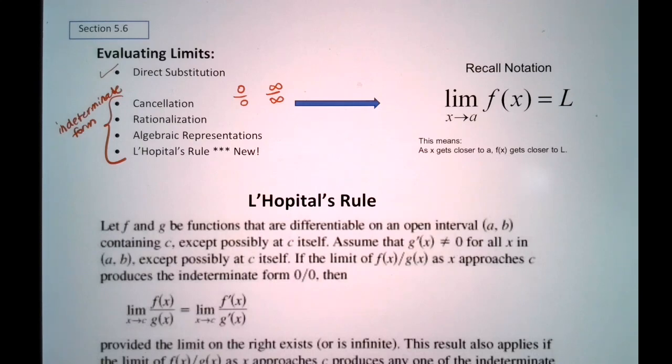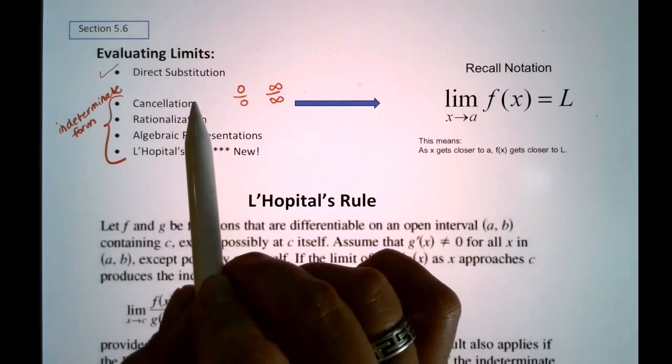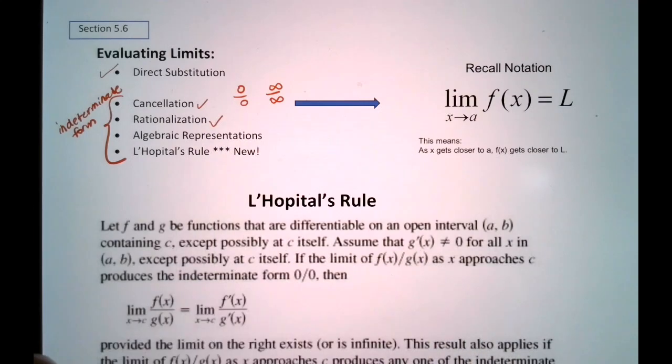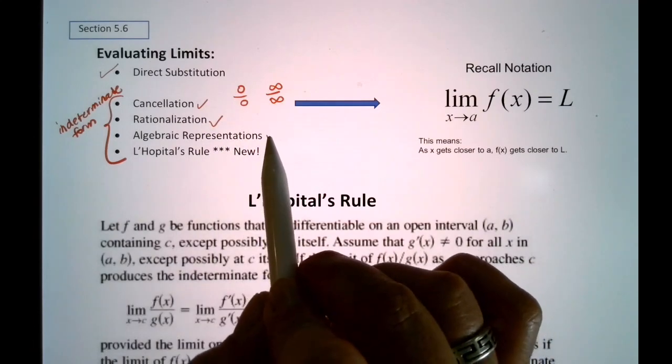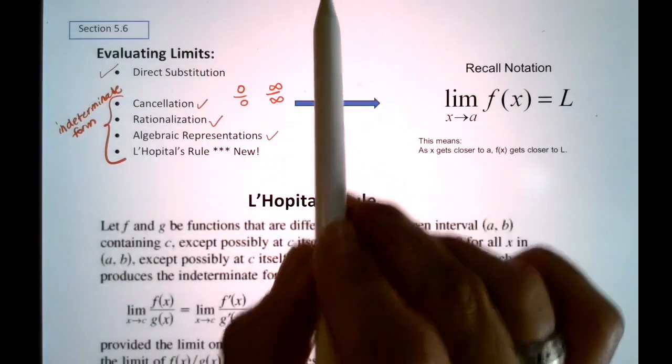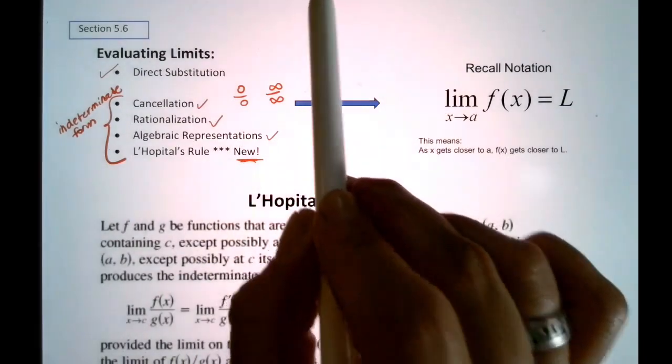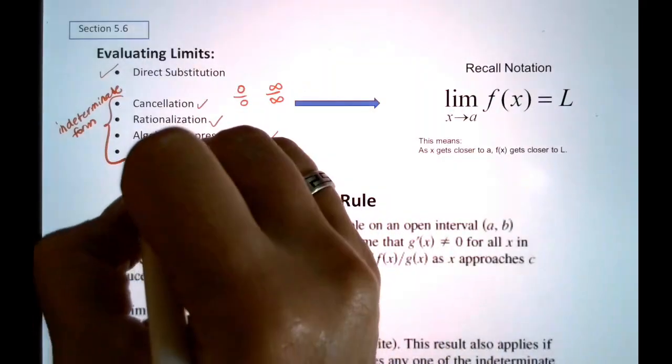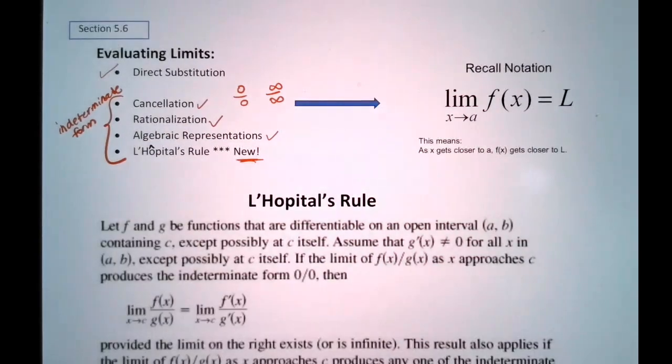So in Calc 1, you did cancellation, check, rationalization, check, algebraic representations, just do something legal algebraically. What we're going to add to the list, this is the new part, new and improved, L'Hopital's rule. There should be a little circumflex here. He's French. We are going to discuss this. You could not have learned this in Calc 1 because it requires the derivative. And again, you did limits first in Calc 1, then you learned the derivative. So that's why this is a Calc 2 idea.